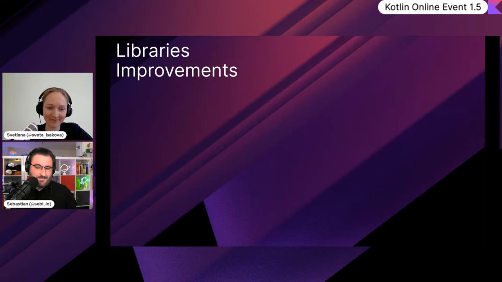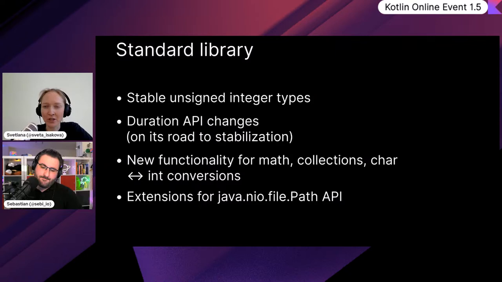All right. Now let's move on to cover library improvements, including both the standard library and kotlinx libraries. And let's start with the standard library. When publishing the blog post covering this functionality, we made a short survey about which feature you are the most excited about, and stable unsigned integer types won. But my personal choice would probably go to the duration API changes. So now duration stores a long value under the hood, not double as before. And some other API has changed, and because of that, it's not yet stable, but it's really very close to becoming a stable API of the standard library.